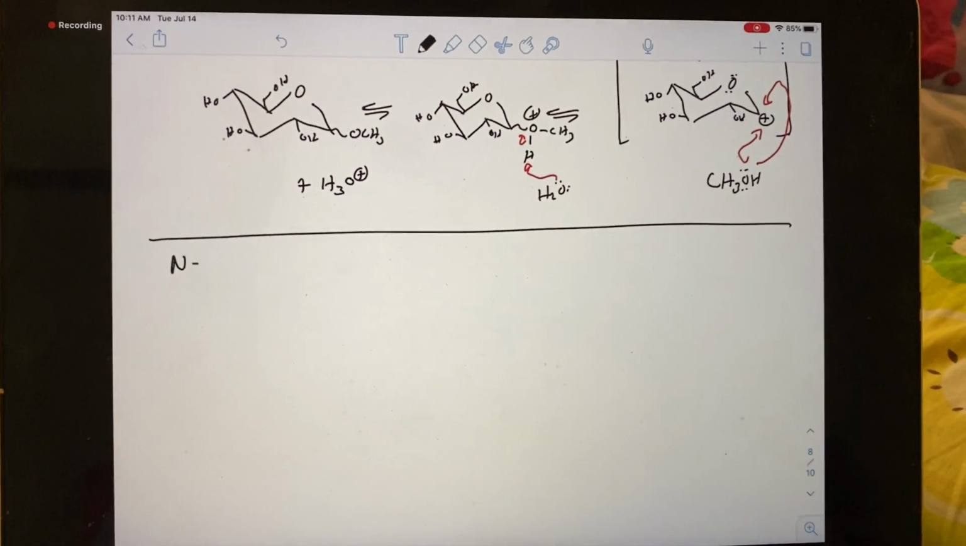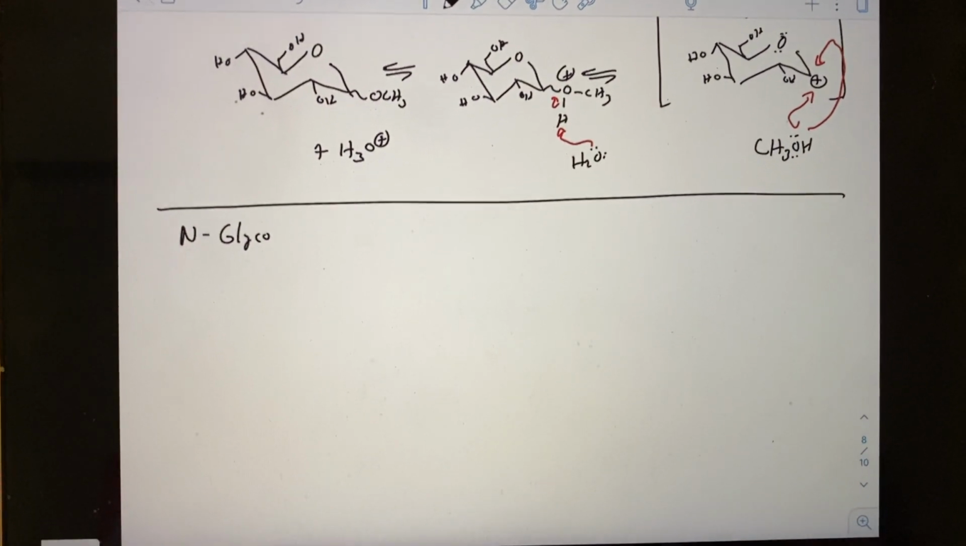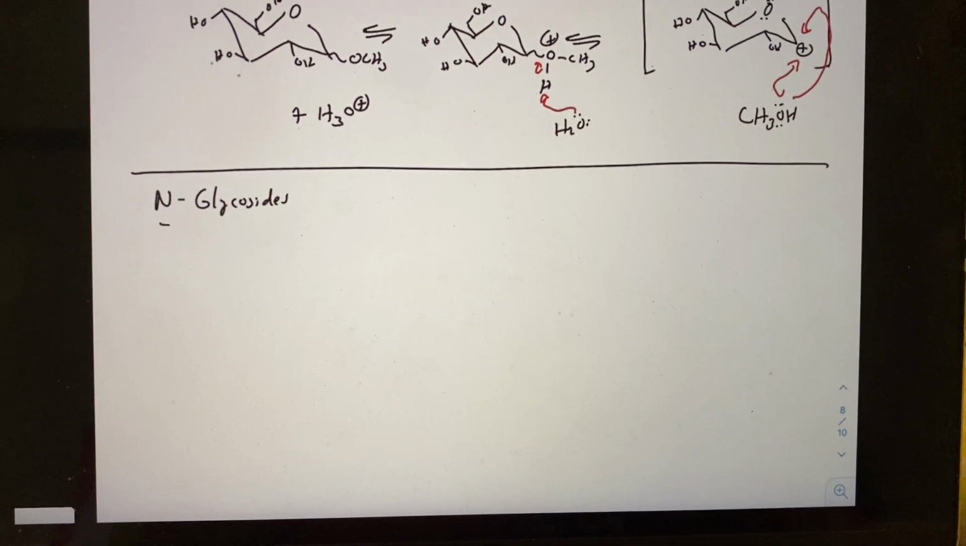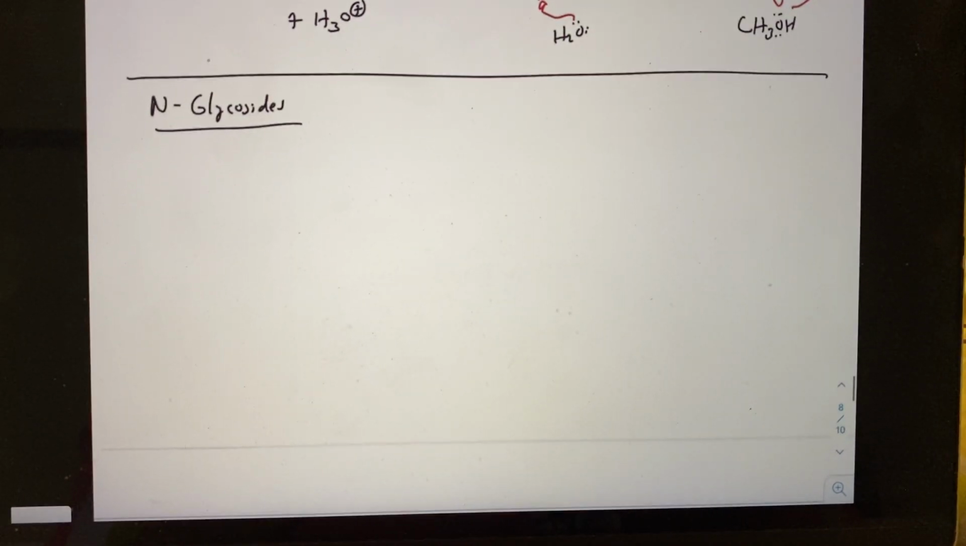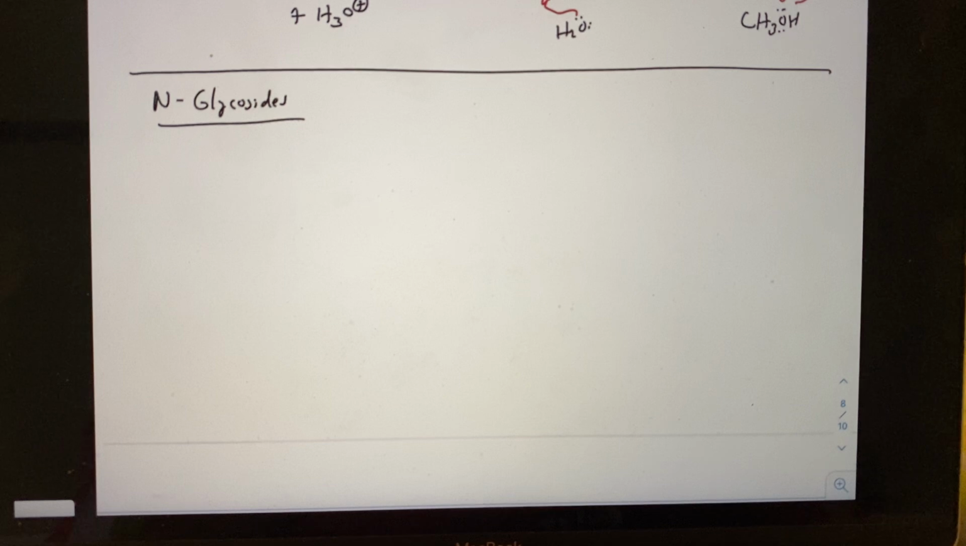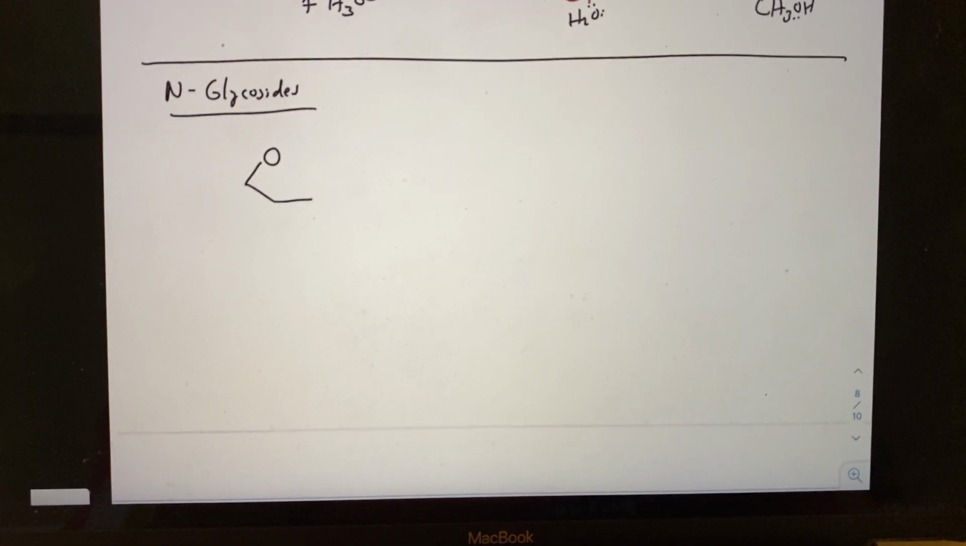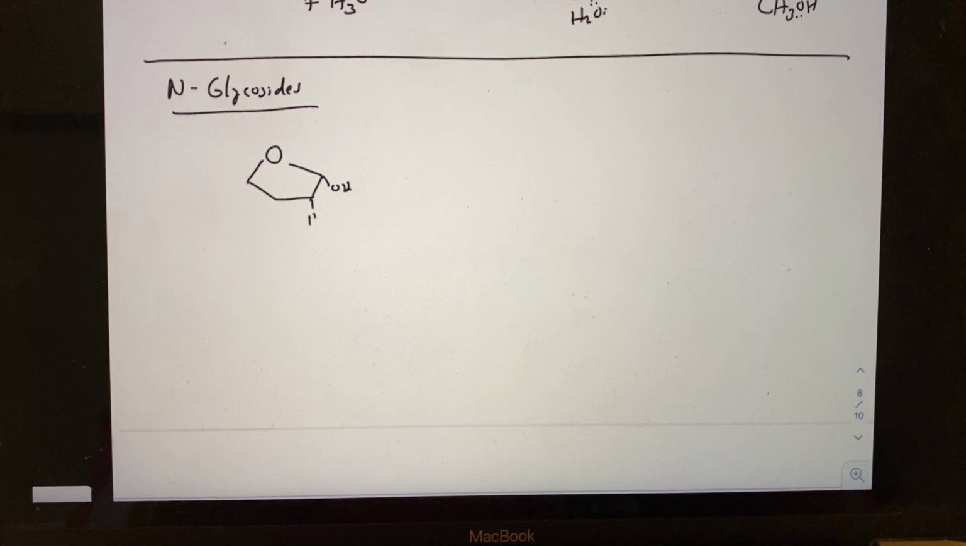Show was N-glycosides. This is also my own personal bias here. So if we were to take something like, we'll just put this hydroxy group down. So let's make this one deoxy. Hydrogen here.